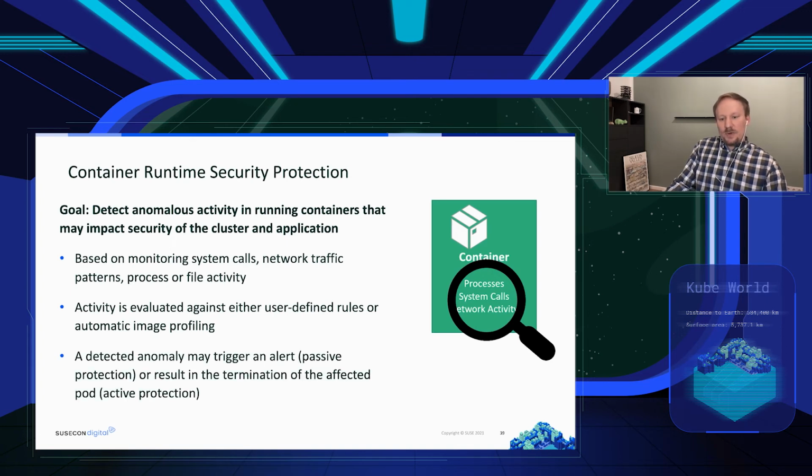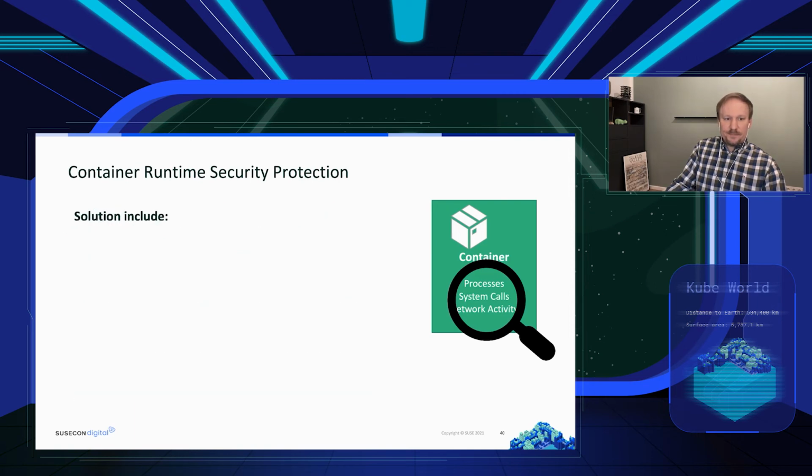There are different ways you can then act on a detected anomaly. This could be by just triggering an alert, a sort of passive protection, or if it's a very critical anomaly, it could even result in the termination of the affected pod.